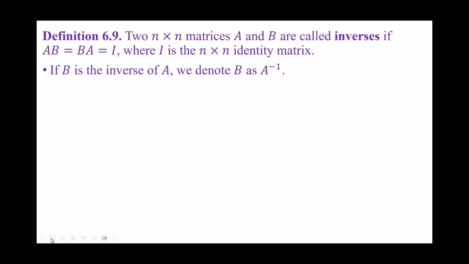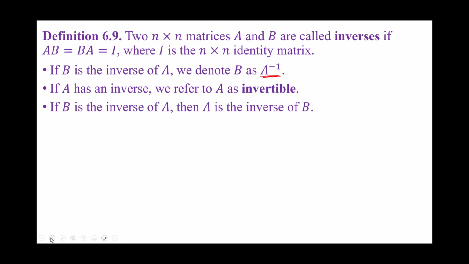If B is the inverse of A, we denote B as A inverse, this symbol right here. If A has an inverse, we refer to A as invertible. So an invertible matrix means that there exists an inverse. And if B is the inverse of A, then A is also the inverse of B.